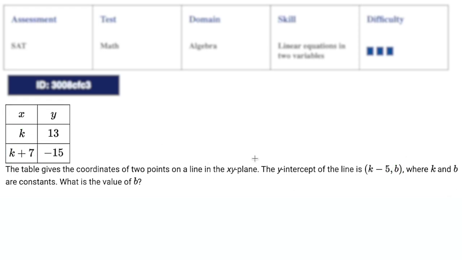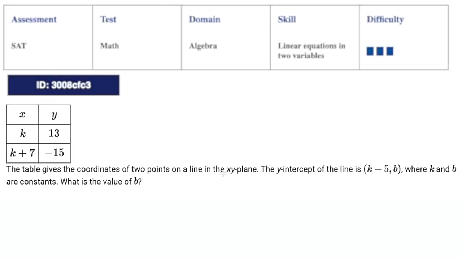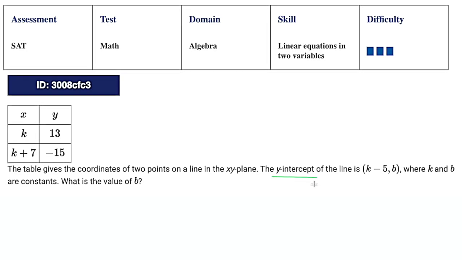It says the y-intercept is going to be k minus 5, comma b. So basically there's a line that is represented by this table, and the y-intercept is going to be this crazy point that has 2 constants in it. How are we supposed to deal with this? Well, the fact that it's a y-intercept is super helpful, because if we think about it, any y-intercept is going to be the place where a line crosses the y-axis, right? So here, the y-intercept is right here.